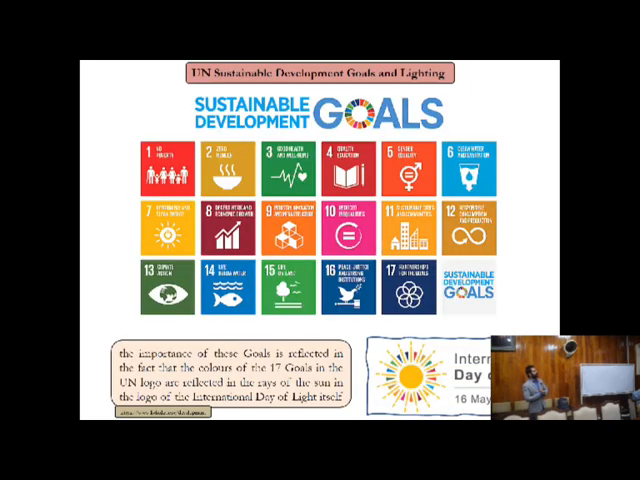Moving further, sustainable development goals. The world is quickly adopting these goals. What kind of relation does it have with lighting?